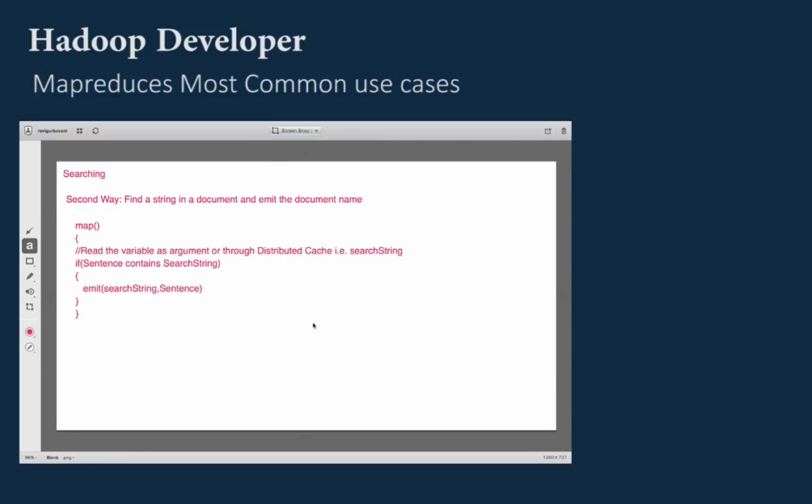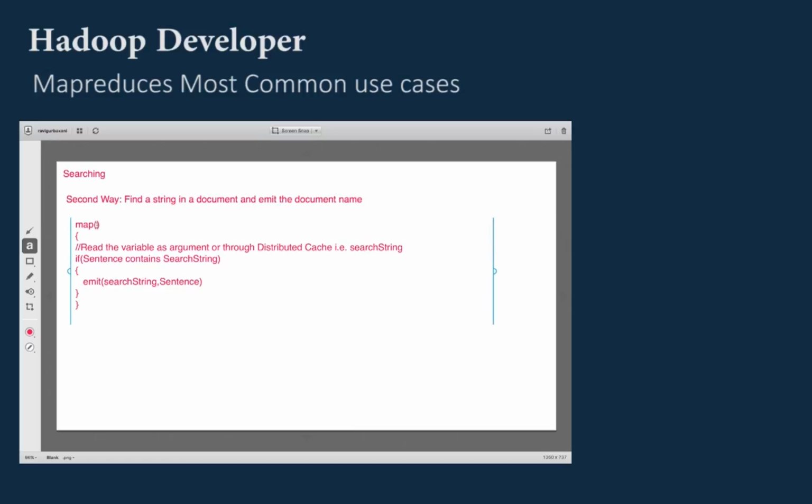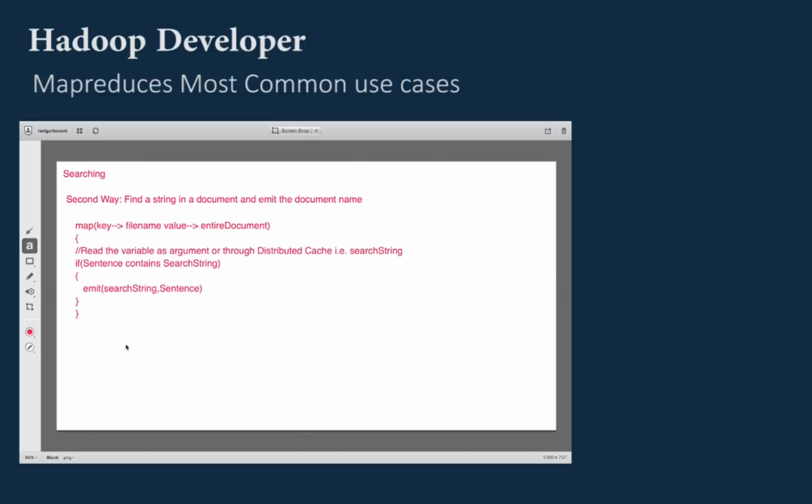Find a string in a document and let's say emit the document name. So here we'll read the search string, and here each record would be the entire document. So here our key will be the file name and value will be the entire document. Now the question would be, how do we ensure that we can have our own input format where we are reading an entire file or the contents of the entire file?